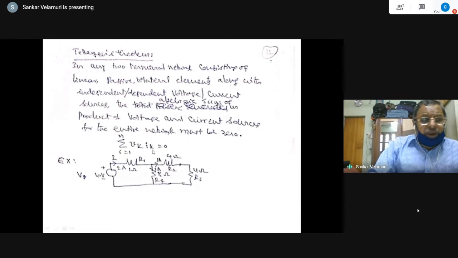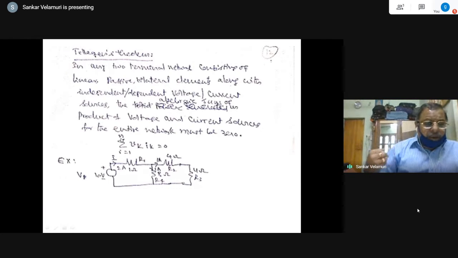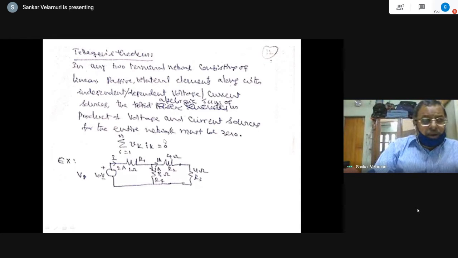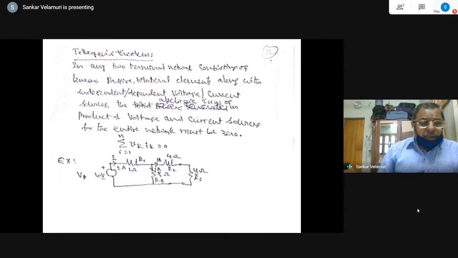Sigma of Vk into Ik, the voltage across the source or the element, with k equal to 1 to n, all the elements, independent voltage sources or dependent sources, and the circuit elements being linear, passive, bilateral elements. Non-linear elements are anyway not there. So the total power delivered by the source must be the same as the total power consumed in all the elements put together, or taking the algebraic sum, it must be 0.